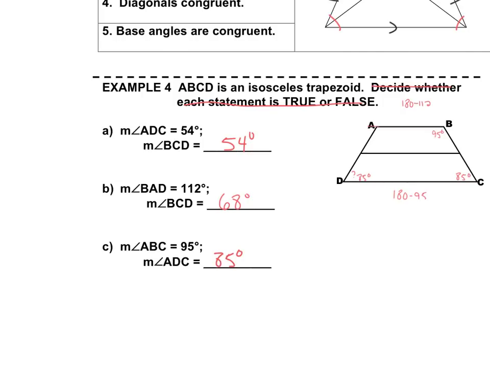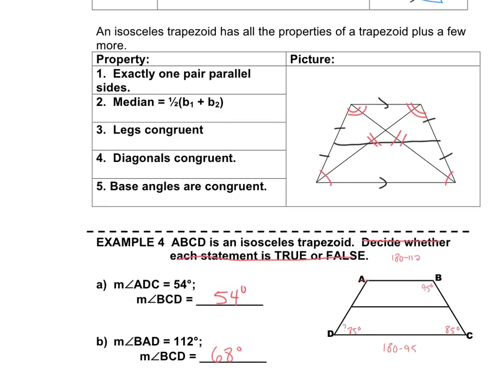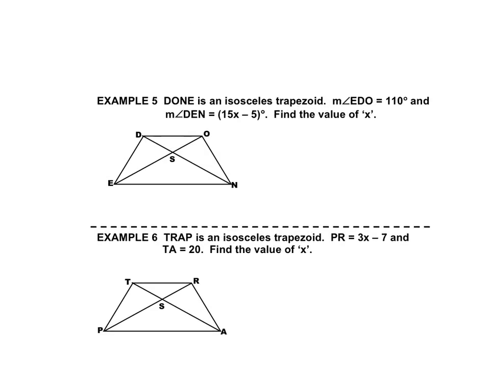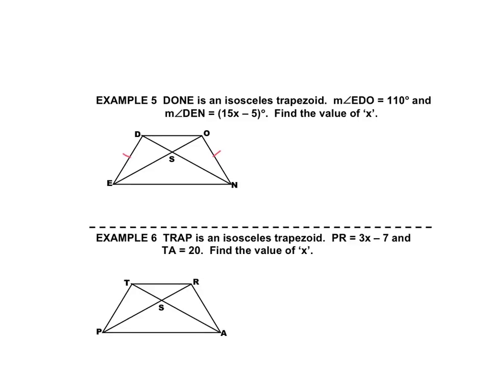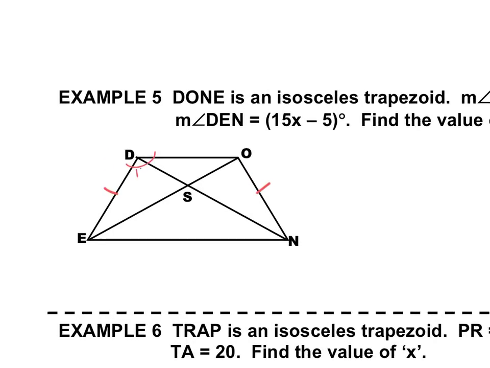Let's go and look at the left. If I look back here, sorry, I didn't mean to do that. I know that it tells me here the diagonals are congruent. So we got two more problems here. It says DONE is an isosceles trapezoid. I'm going to go ahead and mark that right there. It says the measure of angle EDO is 110 degrees. It says the measure of DEN is 15x minus 5. It wants us to find x.